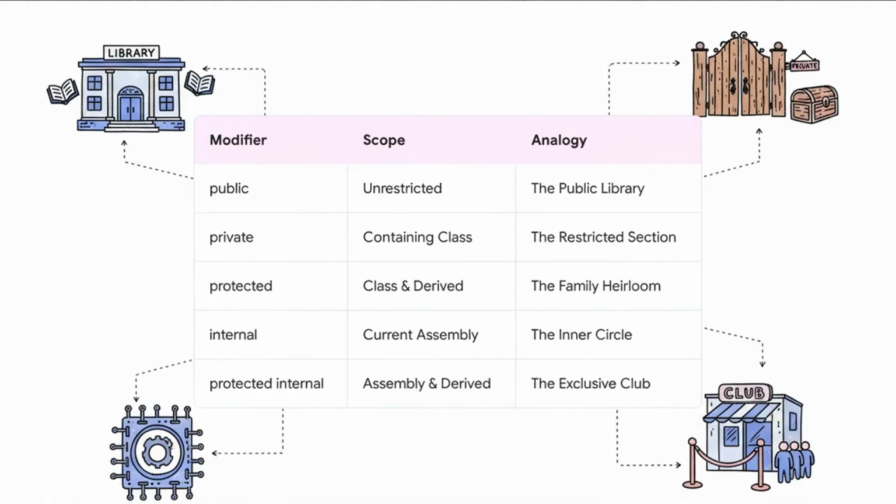So, let's do a quick recap. Here's our whole tour in one handy table. We've got public, the public library, open to everyone. Private, the lockdown restricted section. Protected, the family heirloom for your descendants. Internal, for members of your inner circle, your project. And finally, protected internal, that exclusive club for family or project members. Each one has a very specific job and a very clear scope.